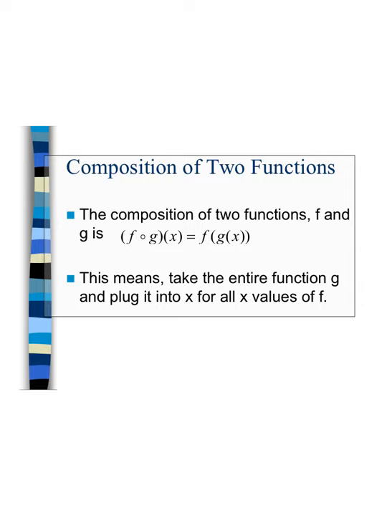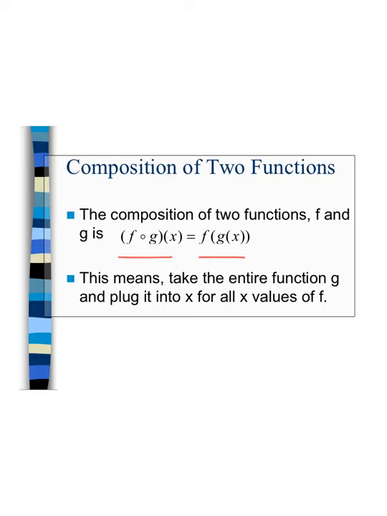All right, for our next operation, we have the composition of two functions, and we see our notation here. And there's two different ways we would see it. The first one is read f of g of x, and then the second one again is f of g of x. And what this really means is we're going to be taking one entire function and plugging it into the other function for every x value.